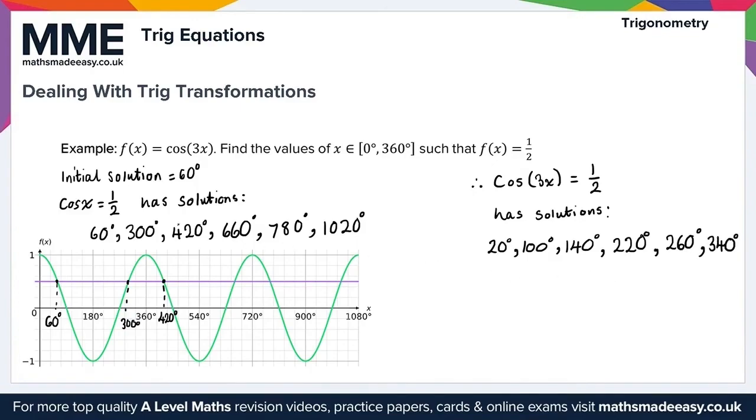Notice as we found these solutions between 0 and 1080 degrees, so we multiplied the interval by 3, that was 0 degrees to 1080 degrees. As all these were in the interval that we changed, dividing all these by 3 will still satisfy our original interval of 0 degrees to 360 degrees. And that gives us our solutions. That concludes this Maths Made Easy video on trig equations.